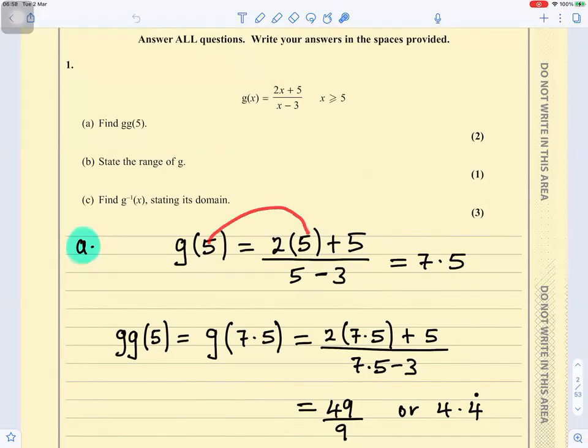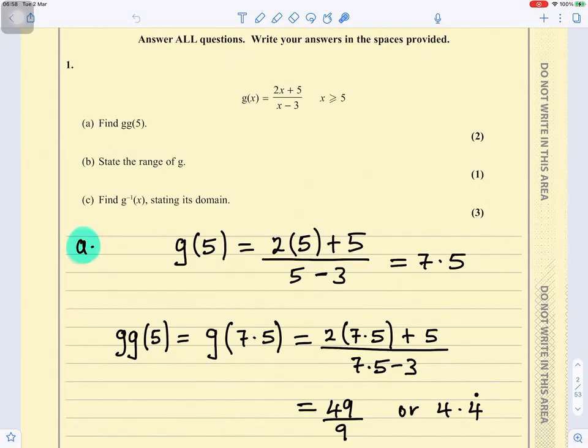So that means G of 5 would be 2 times 5 plus 5 divided by 5 minus 3. That gives you 7.5. Now we take that answer, 7.5, to get the second G, it will be the second G of 7.5. So we take that 7.5 and we put it in there for X, so that 7.5 goes there and it goes there. So it's G of 2 times 7.5 plus 5 over 7.5 minus 3. That gives you 49 over 4 or 4.4 recurring.